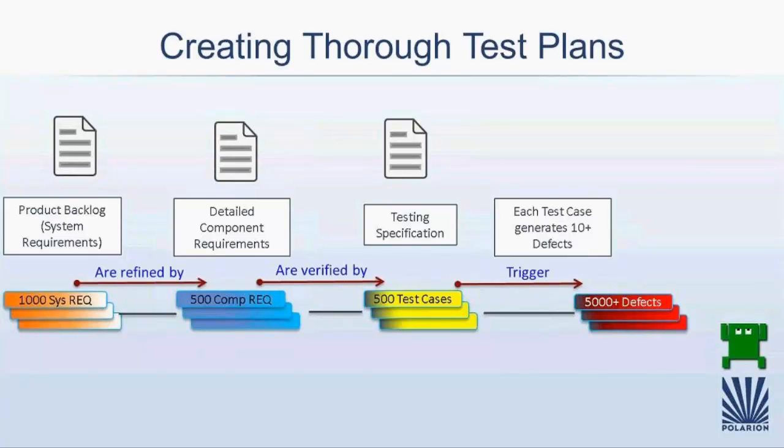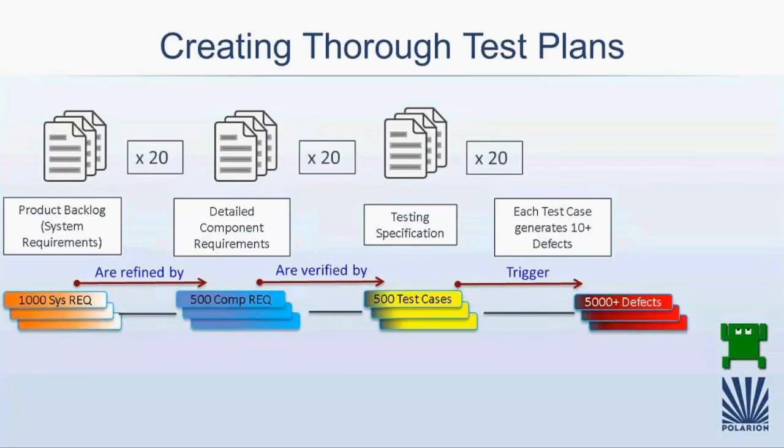One of the problems is, though, that you have so many of these items, right? I have 1,000 system requirements, 500 component requirements for each one. Each one of those has a test case, right? And all my other work tasks that I have going on at the same time. So we're talking thousands and thousands of artifacts.